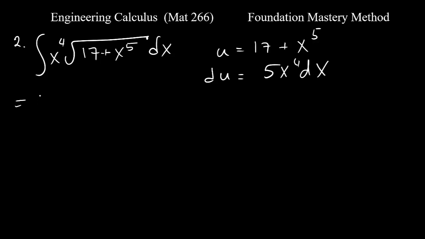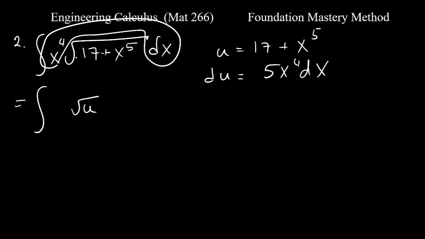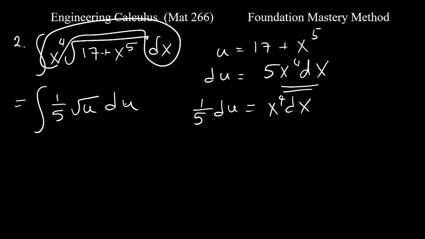So now if we go over here and make our substitution, we'll have the square root of u, and then what remains is x to the 4th dx, which we can express in terms of du by dividing both sides of this equation by 5. We'll have 1/5 du equals x to the 4th dx. So now we can make that substitution, and we're integrating 1/5 times the square root of u du, which we can think of as 1/5 times the integral of u to the 1/2 power du.